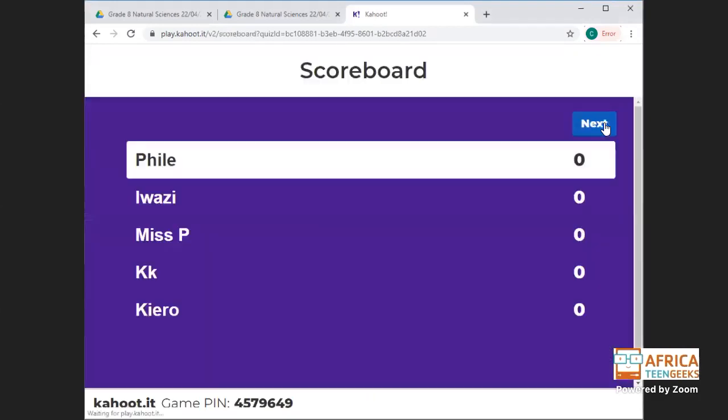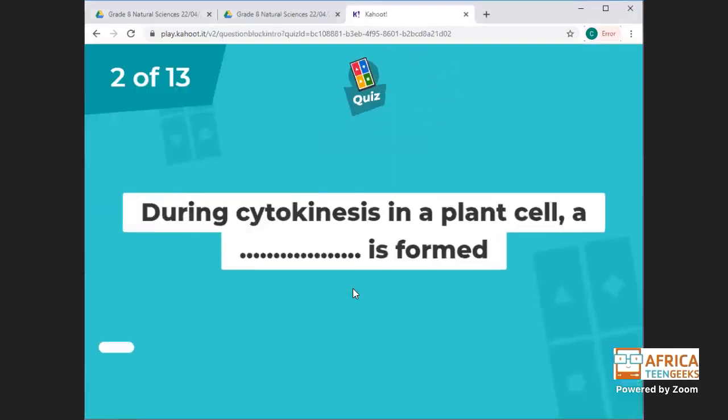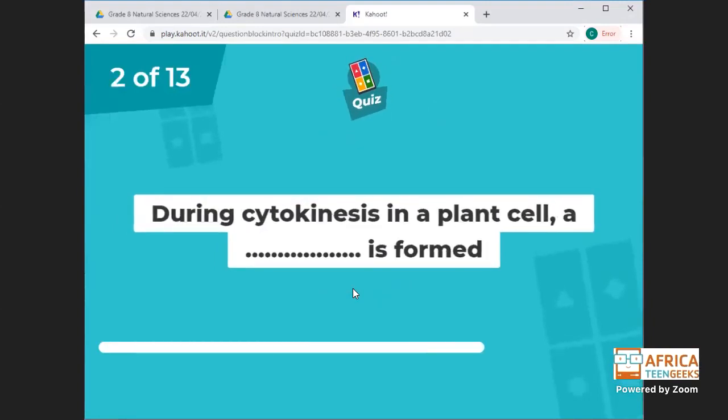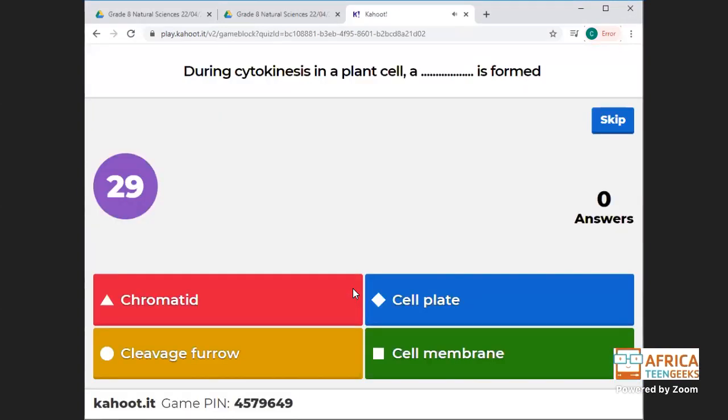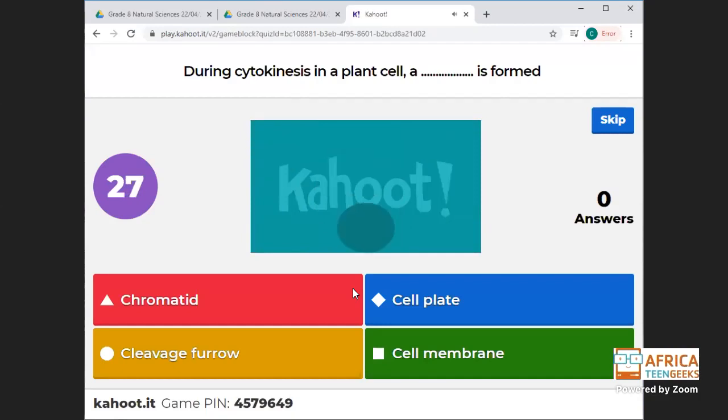Okay, next question. The first one who got the answer was Pile, and he is topping the board. I think it's a he, just correct me if I'm wrong. And then Nazi, Miss PKK, and Cairo. Question 2. During cytokinesis in a plant cell, is formed.